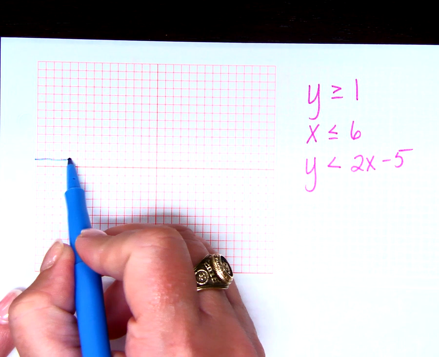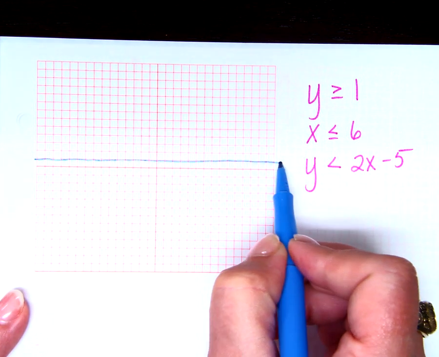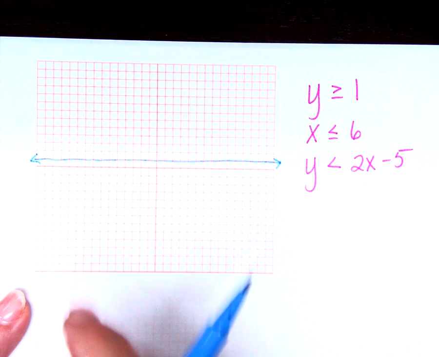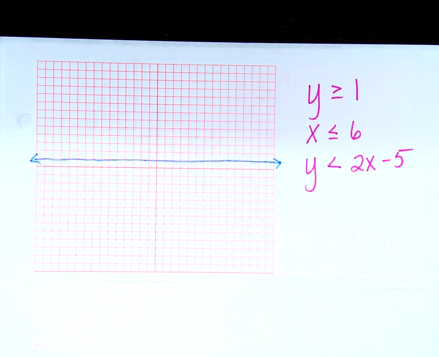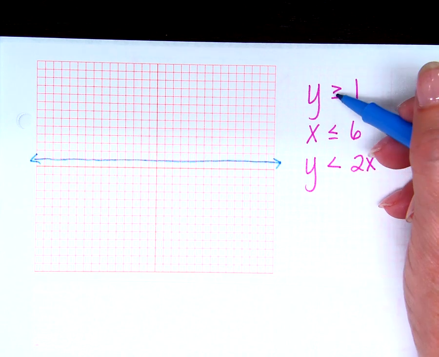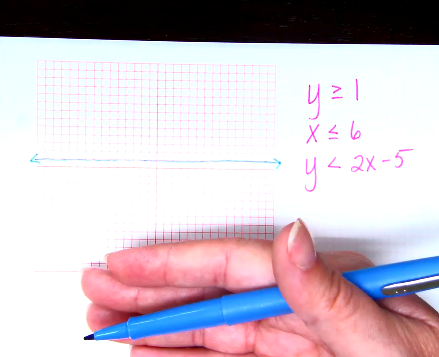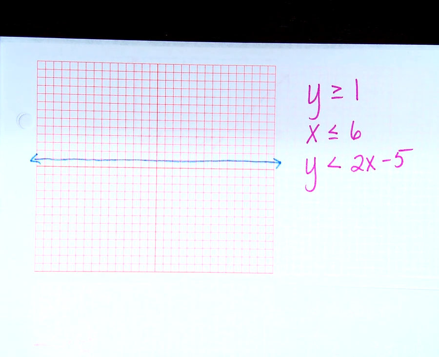Okay. Now, I'm skipping a conversation right here that we're going to come back to in just a minute. Okay, so remember that part. Everybody understand? Now, where is y greater than 1? Is y greater than 1 above the line or below the line? Above the line, right?